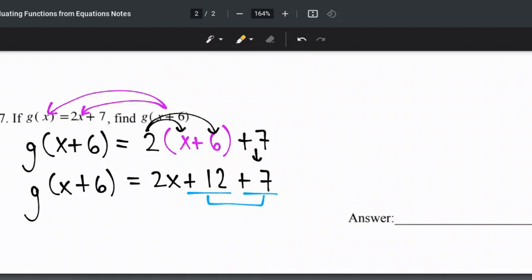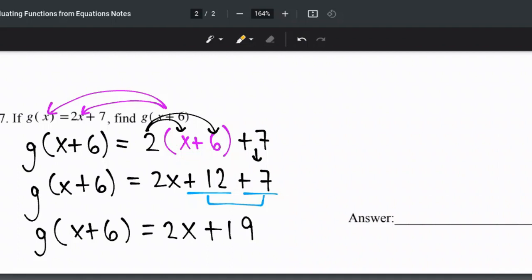So we'll combine those. But let's just carry everything down in the front from left to right. So we still have our g of x plus 6 equals our 2x gets carried down because we don't have any other terms with an x to combine it with. But we can now add those numbers together, 12 plus 7, to get positive 19. So plus 19. Our final answer for that one is 2x plus 19.